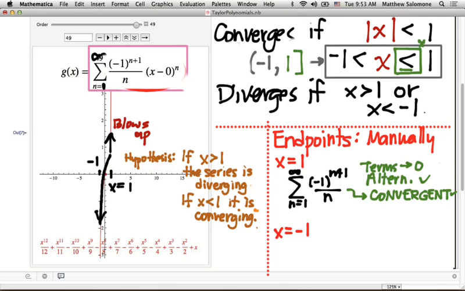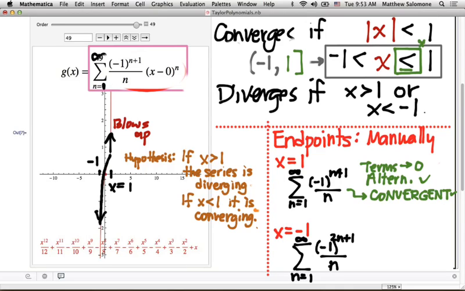Then the last thing we need to do is figure out, should we also include x equals negative 1? At x equals negative 1, our power series is negative 1 to the n plus 1 over n, there's the coefficient, times x, which is now negative 1, to the power n, running from 1 to infinity. And this is, again, a series of real numbers. But this time, negative 1 to the n times negative 1 to the n plus 1, we can combine those two powers together. It becomes negative 1 to the 2n plus 1.